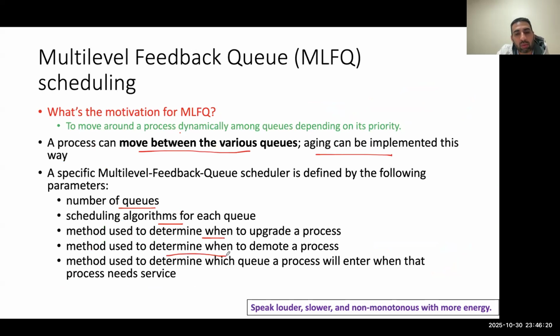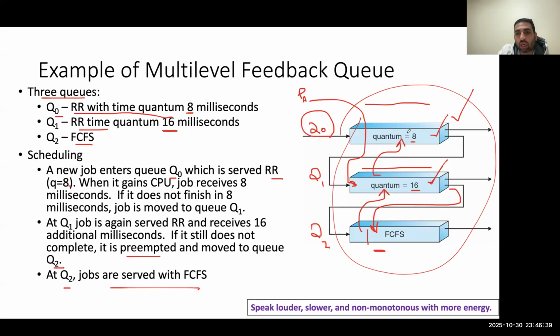Method used to determine when to demote a process, like from higher priority to lower priority, or when to move from lower to higher. Method used to determine which queue a process will enter when that process needs service. So at the start of its life, when a process becomes ready, will it go to Q0, Q1 or Q2? And what is your criteria to decide that? Okay, with that, let me stop here and try to answer your question.